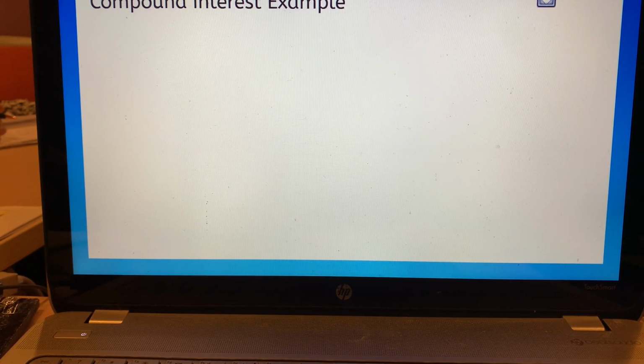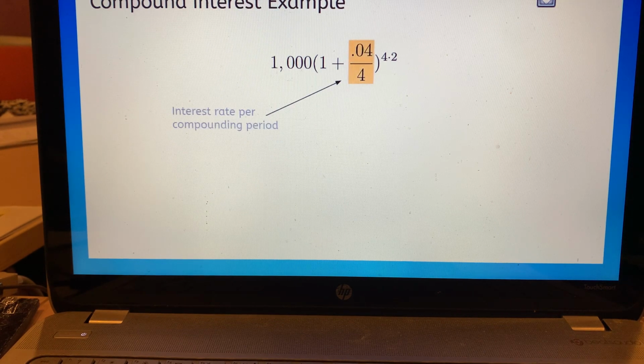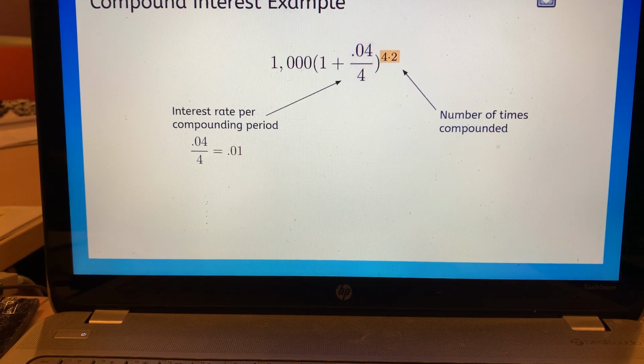To understand that, we have to understand the pieces of the formula. This fraction is the interest rate per compounding period. For a yearly interest rate of 4% that compounds 4 times a year, the interest rate per compounding period is 1%. And the exponent represents the number of times the interest has compounded. If it compounds 4 times per year and we leave it for 2 years, it'll compound a total of 8 times.